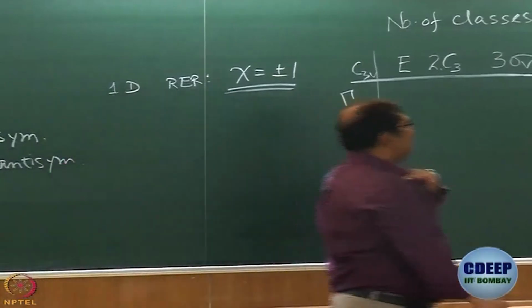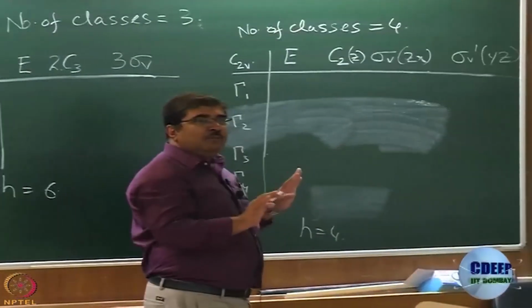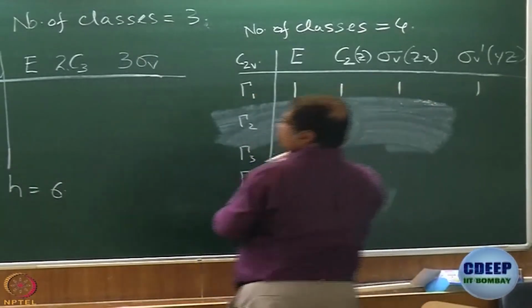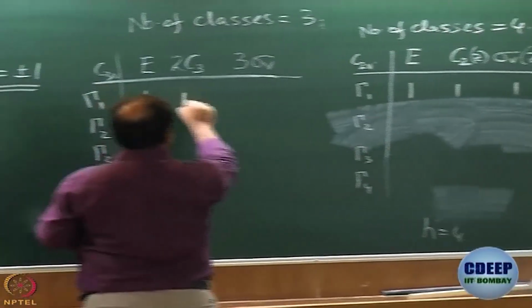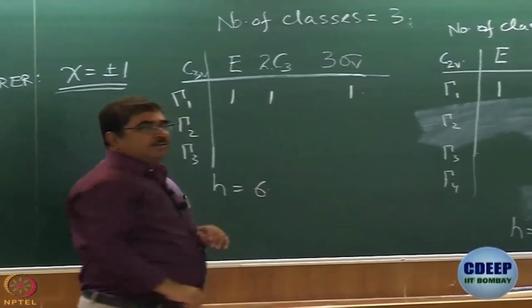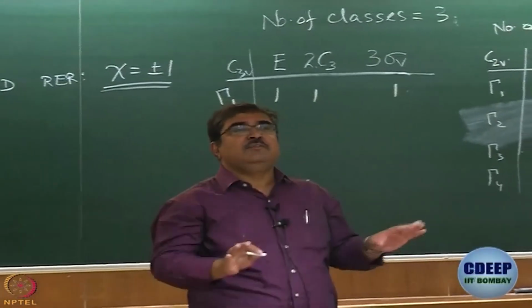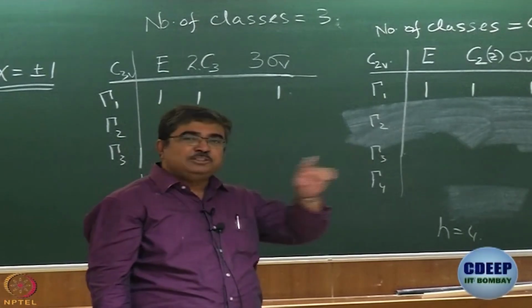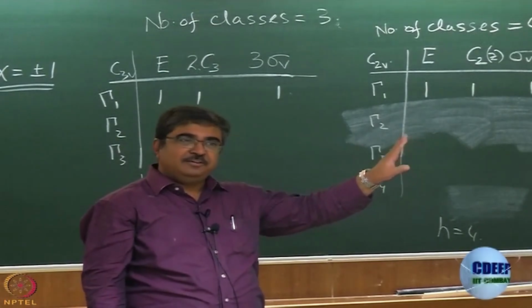Now, let me write one more thing a little axiomatically. The first row is always going to be this, no matter which character table it is, totally symmetric representation always exists. There will always be functions that are totally symmetric. So, the first row is always 1 1 1 1 1, okay.